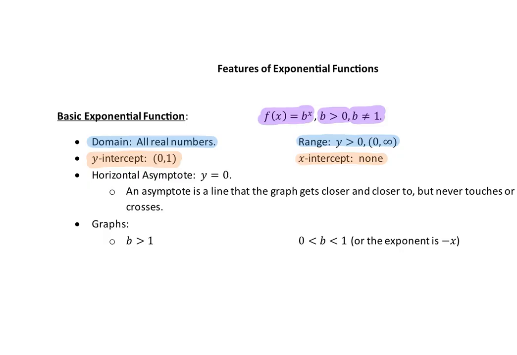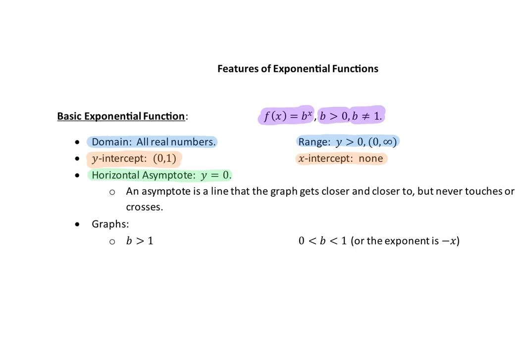For exponential functions, we do have a horizontal asymptote. We've played around with these in our rational functions, but our basic horizontal asymptote is going to be y equals 0. Remember that as x gets really, really small, and by really small I mean really negative, we're going to get closer and closer and closer to 0. And so we do have a horizontal asymptote of 0.